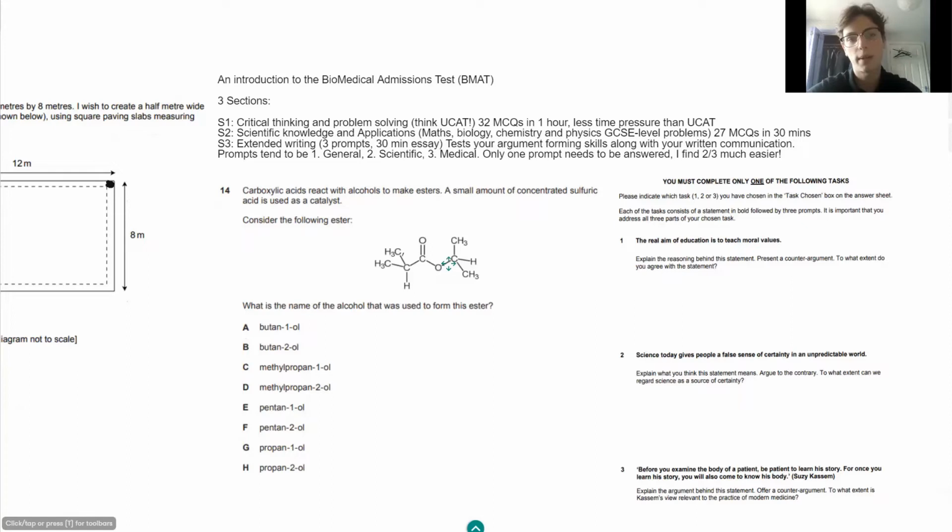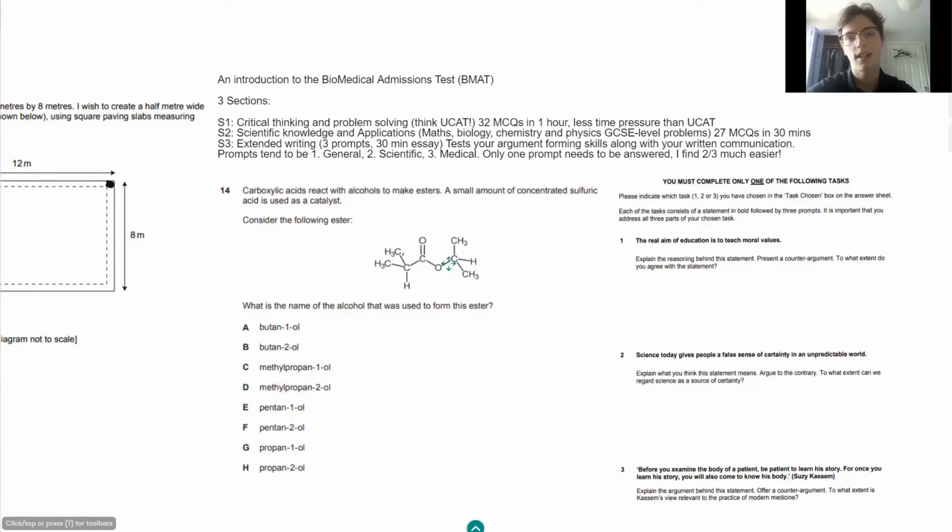Section 2 of the BMAT is a scientific knowledge and applications test on maths, chemistry, biology and physics GCSE level questions. However, you do not need to take A-levels in those subjects to be able to answer the questions. Everybody who wants to do medicine will have taken A-level chemistry, but many students I have taught have not taken A-level physics, for example. But all of the questions are accessible and there's no need to worry.